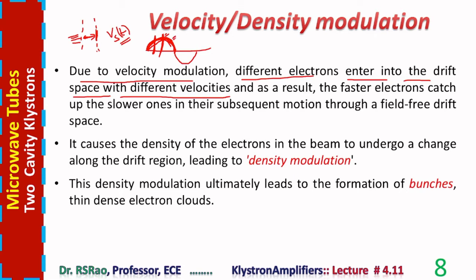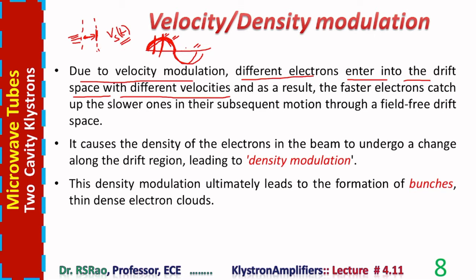Now, positive half cycle is followed by negative half cycle. During negative half cycle, the electrons experience a certain amount of repulsion. It leads to deceleration. So during negative half cycle, electrons are decelerated, their velocities naturally decrease. Of course, the amount of decrease is not the same for all the electrons.